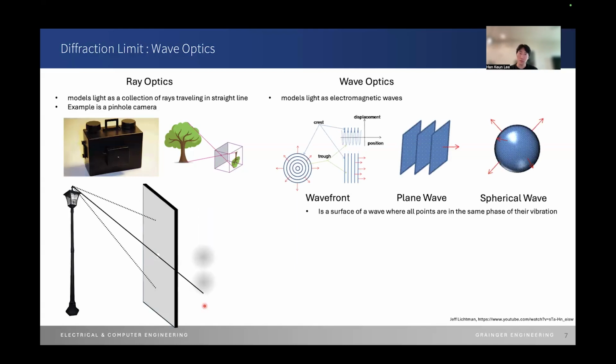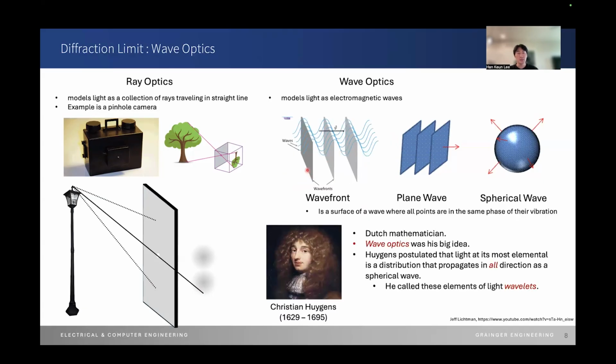Before I get into the details of wave optics, we first need to understand some of the terminologies. The wavefront is a surface of a wave where all points are in the same phase of their vibrations. What it means is that we have a sinusoidal wave traveling in one direction, and its highest peak is what we call the crest, and its lowest peak is what we call the trough.